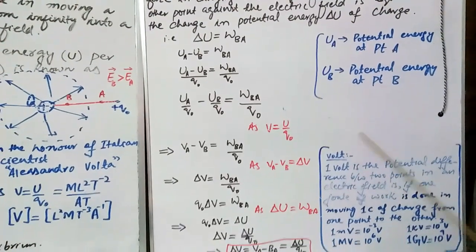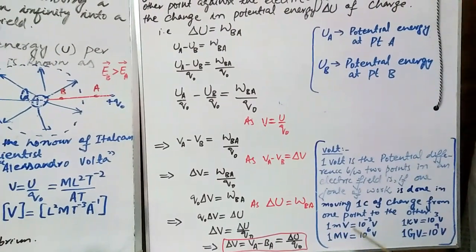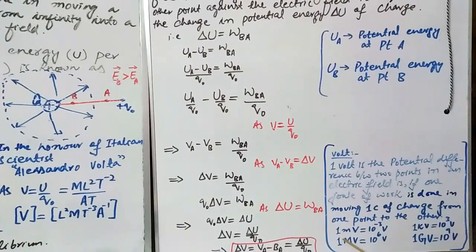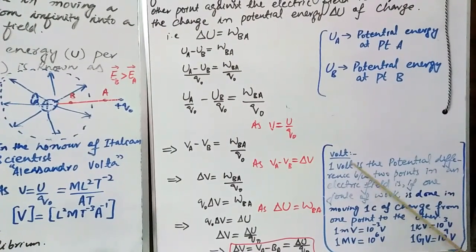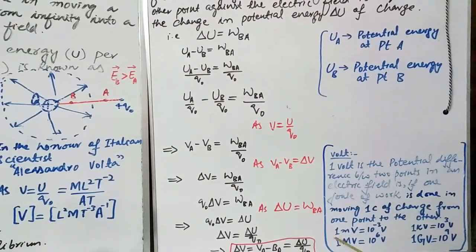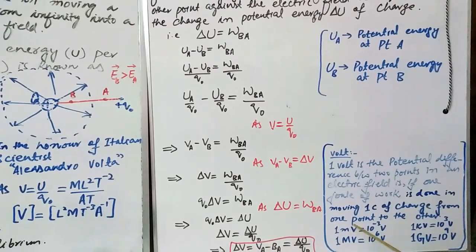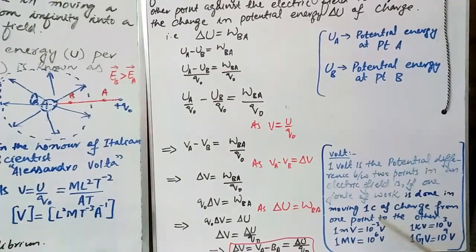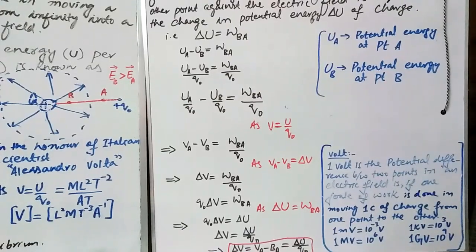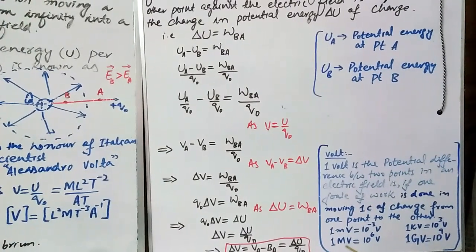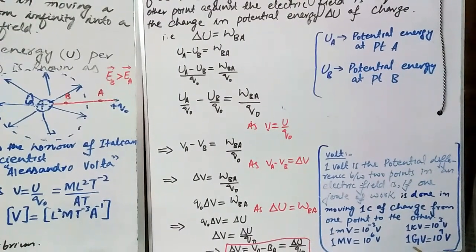Smaller and bigger units of volt are mentioned here. According to need, we use smaller and bigger units of volt. The smaller unit of volt is 1 millivolt, which equals 10 raised to power minus 3 volt, and bigger units of volt are 1 kilovolt, 1 megavolt and 1 gigavolt.